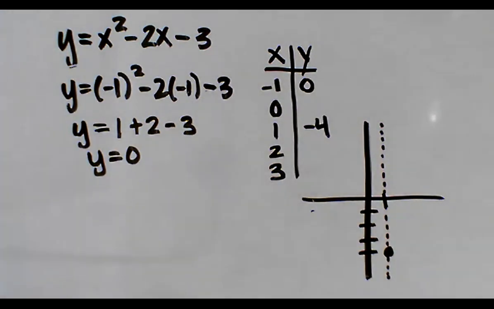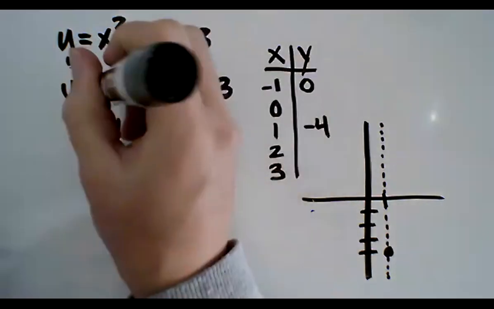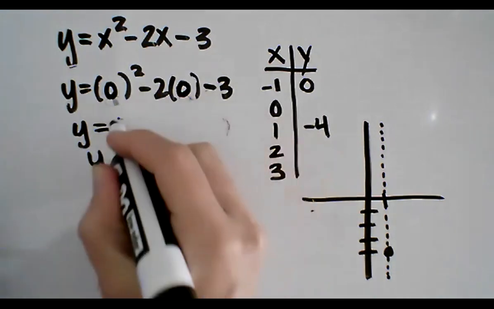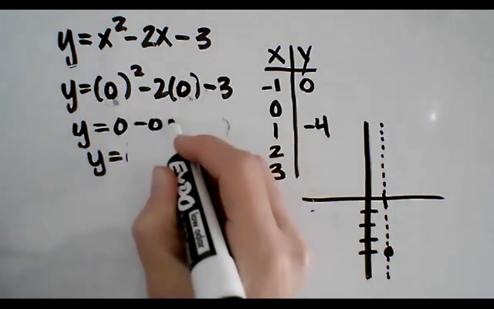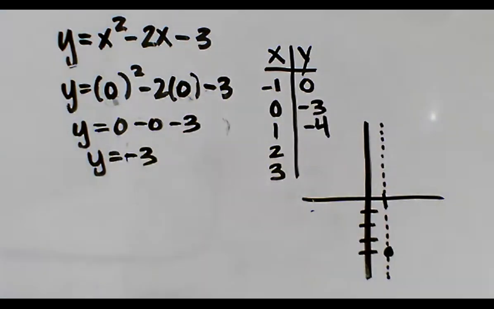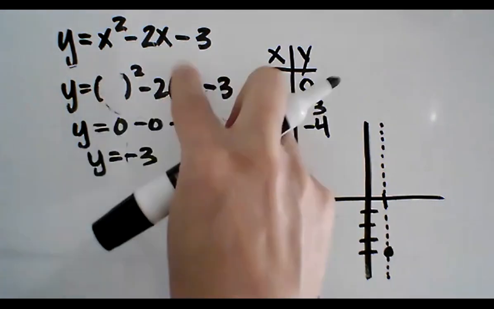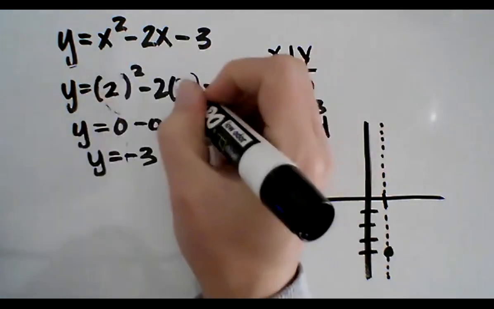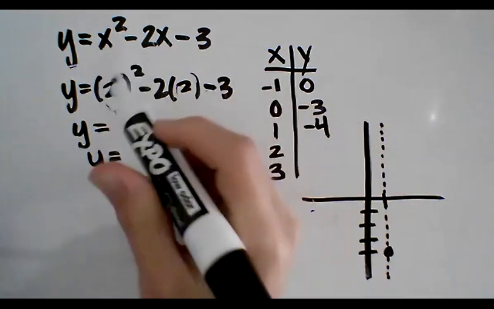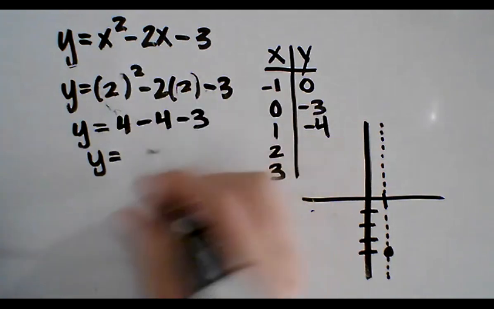I'm going to do the exact same thing now, but now I'm going to substitute 0 in. So I'm just going to erase these and replace them with zeros. So 0 squared is 0, and minus 0 minus 3 is -3. So now I have 2 more points. I'm going to do the same thing, and I'm going to substitute 2 in. So 2 squared is 4, minus 4 minus 3. So 0 minus 3 is -3.